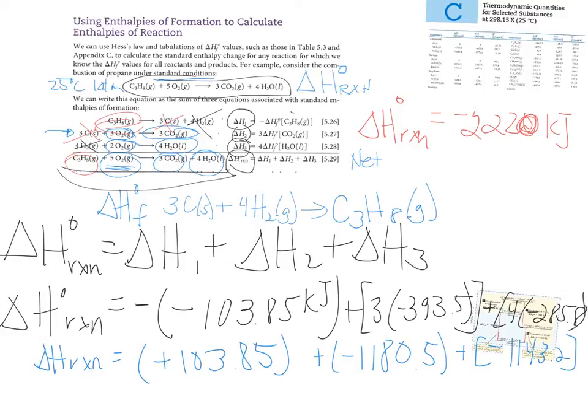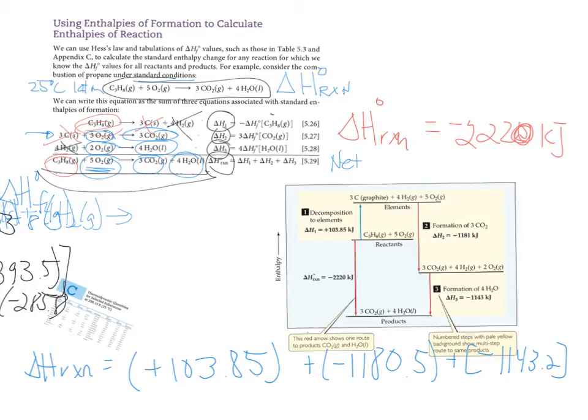So I want to take this one step further before we close out this video. This is a picture of what we did. These are the reactants in the reaction that we were interested in, and these are the products, 3CO2 and 4H2O. So what we did was we thought about the decomposition of propane. That was when we looked at the formation of propane. We flipped that reaction, making it the decomposition of propane. And we went from propane to graphite.